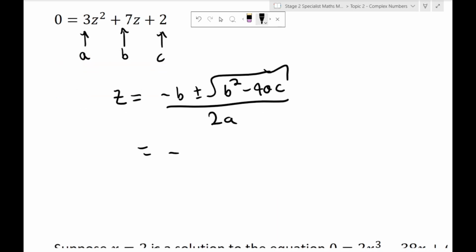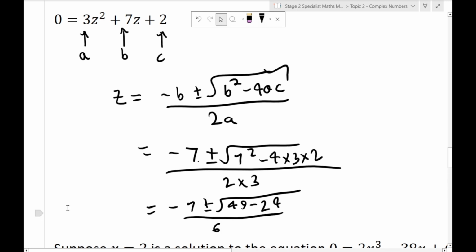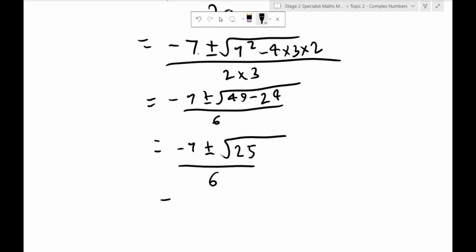Let's plug that in. So it's going to be minus 7 plus or minus the square root of 7 squared take 4 times 3 times 2, all over 2 times 3. Which is going to be minus 7 plus or minus the square root of 49 take 24, over 6. And that gives me minus 7 plus or minus the square root of, well, that's going to be 25, I reckon, over 6. Yep, that sounds about right. So this is minus 7 plus or minus 5 over 6.